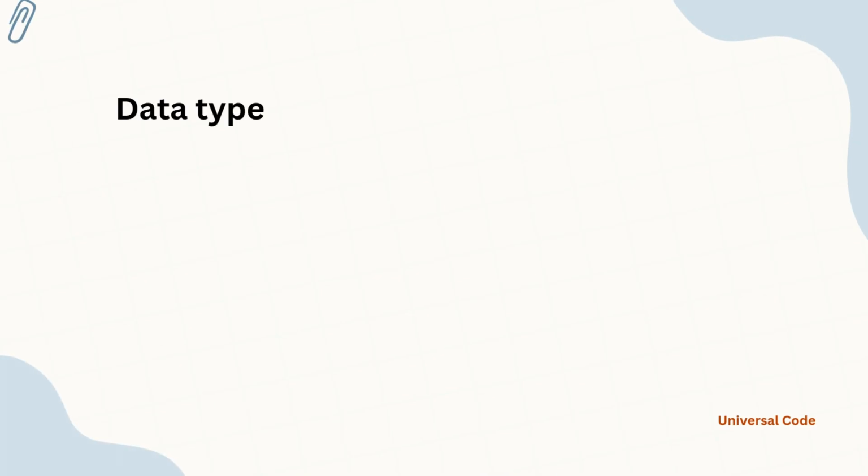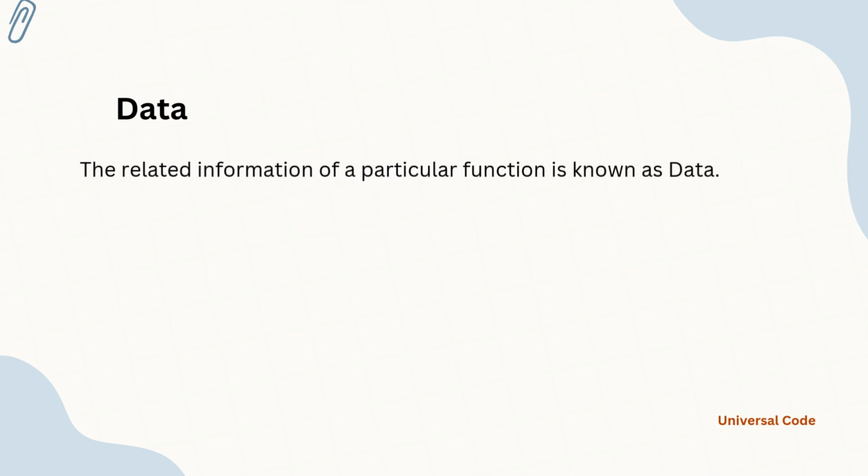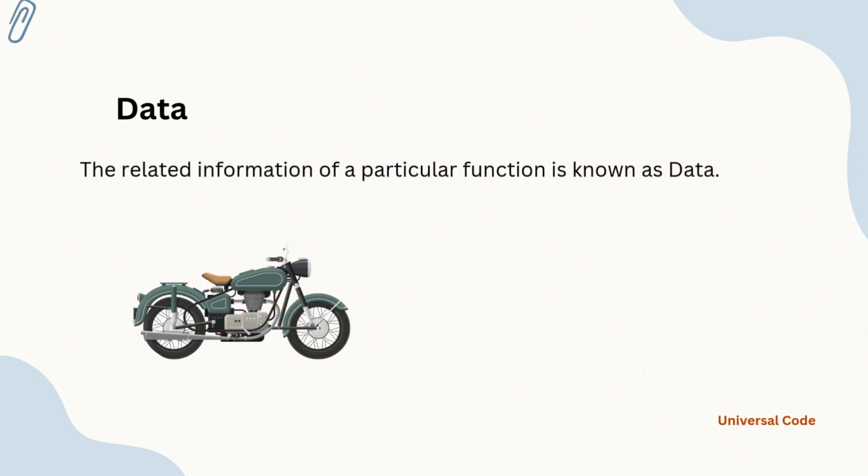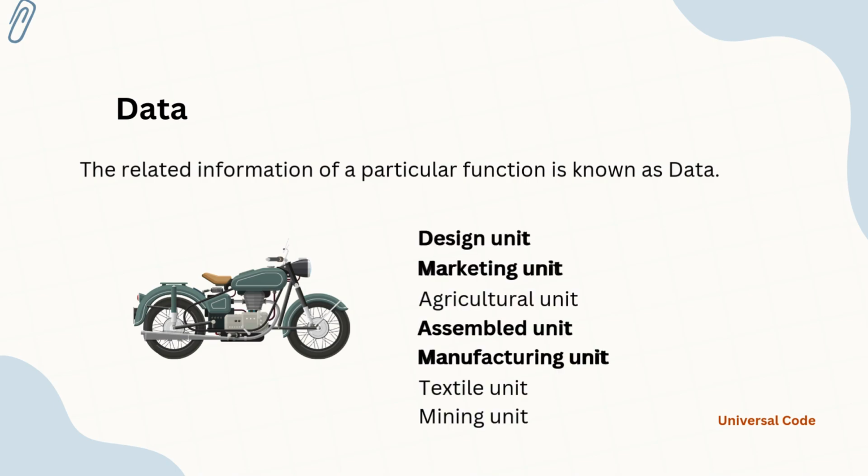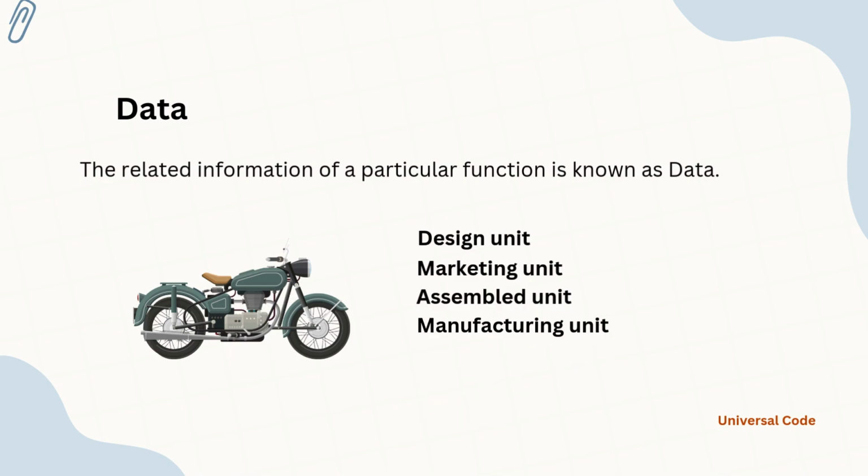Now, data type. Before this, we have to know what data is. Data is the related information of a particular function. Example: for making a motorbike, out of all these we want design unit, assembling unit, manufacturing unit, marketing unit; these are called data. And the remaining are not data for making a bike. In each unit we specifically know what they are making for the bike.